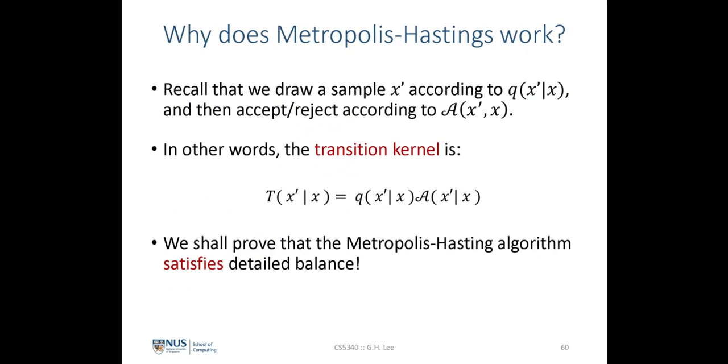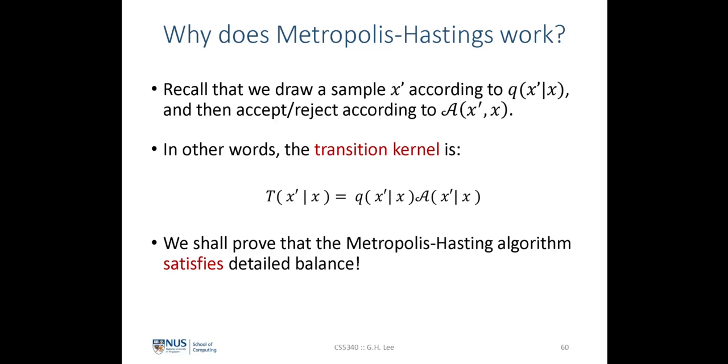Now, we'll put all these definitions of the detailed balance as well as the properties of the Markov chain together to show why the Metropolis-Hastings algorithm works, and what's even more fascinating is why such a simple algorithm as Metropolis-Hastings turns out to be such a powerful and always guaranteed to converge algorithm.